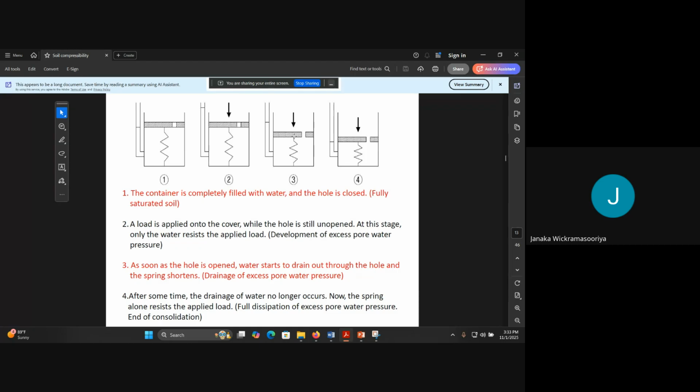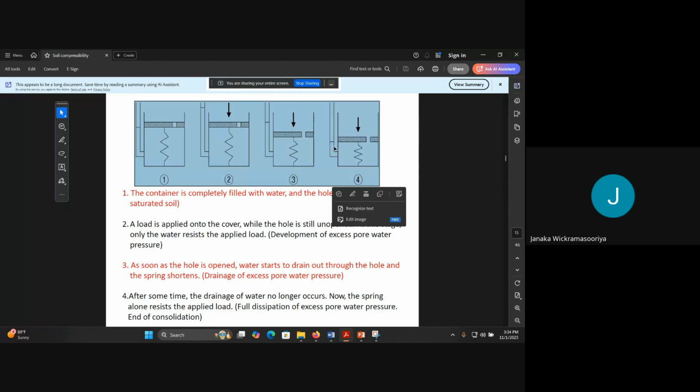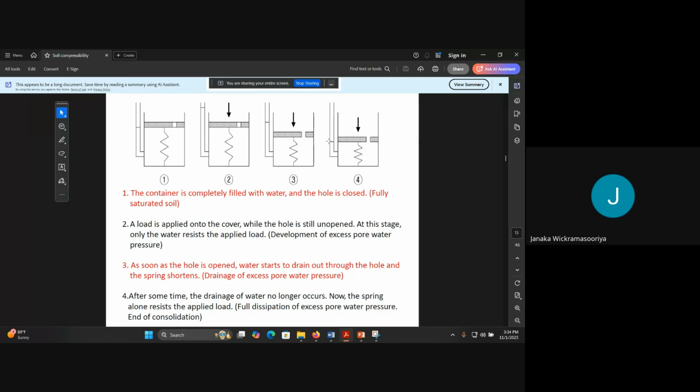But with time, as soon as the hole is open, water starts to drain out through the hole, and the spring shortens. As the water is draining out, what happens to the pressure? Pressure is getting down. And after some time, the drainage of water no longer occurs. After some time, the drainage of water will stop, and the water pressure has come to the same level as in the soil.